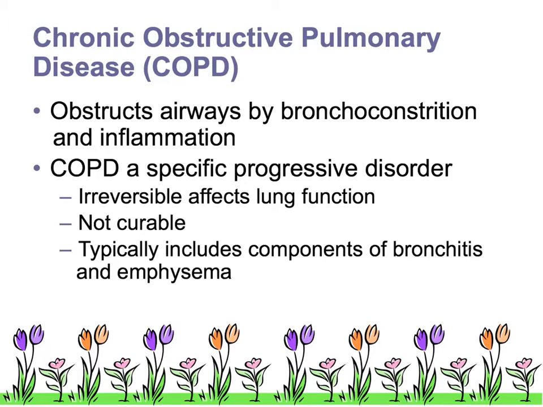The diseases that cause chronic obstruction are bronchitis, chronic bronchitis, and emphysema. And also, asthma is a comorbidity that often occurs with these two disorders. So COPD is a specific progressive disorder that slowly alters the structures of the respiratory system over a number of years. And in each of the disorders, there is irreversible damage and destruction to the lung tissue that affects the actual function of the lung. While COPD is not curable, it is a manageable disorder.